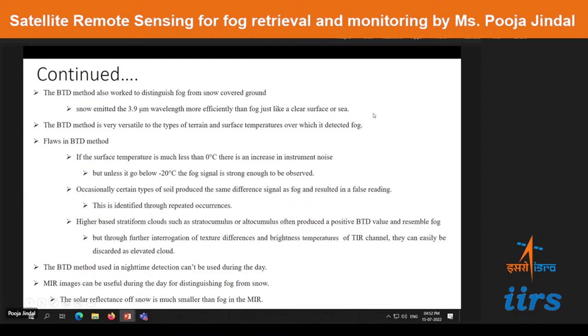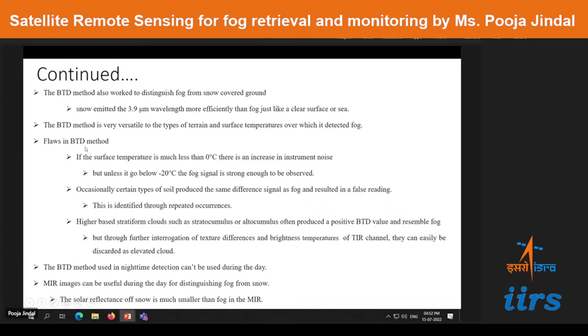Then the BTD method is very versatile with respect to the type of terrain and surface temperature over which it detects fog. It means that whether the fog is formed over vegetation, road, building, or whatever surface below it has a temperature, this method is capable of detecting the fog.